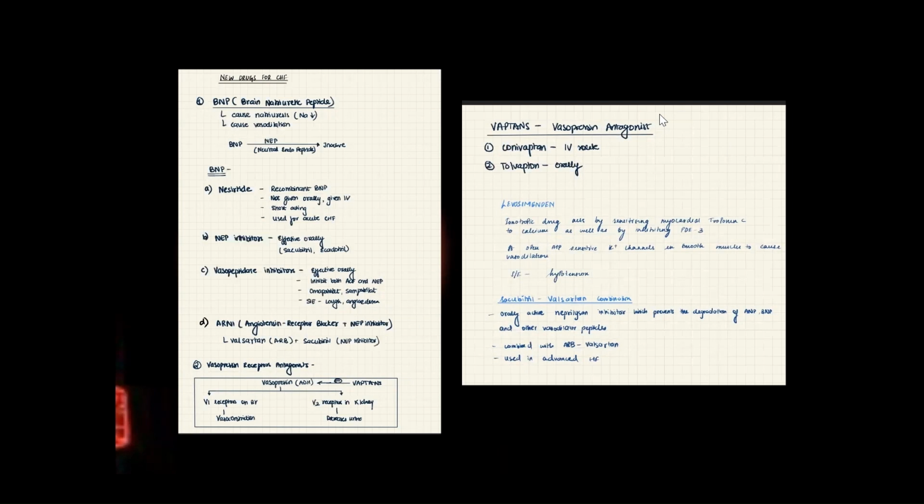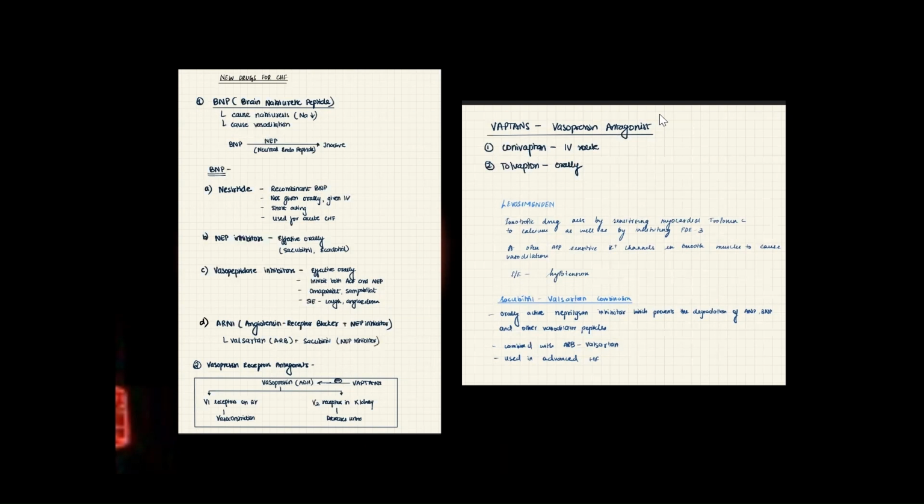NEP inhibitors are effective orally. Examples include sacubitril and ecadotril. Next, you have vasopeptidase inhibitors. They are also effective orally. They inhibit both ACE and NEP. Examples include omapatrilat and sampatrilat. Side effects include cough and angioedema.